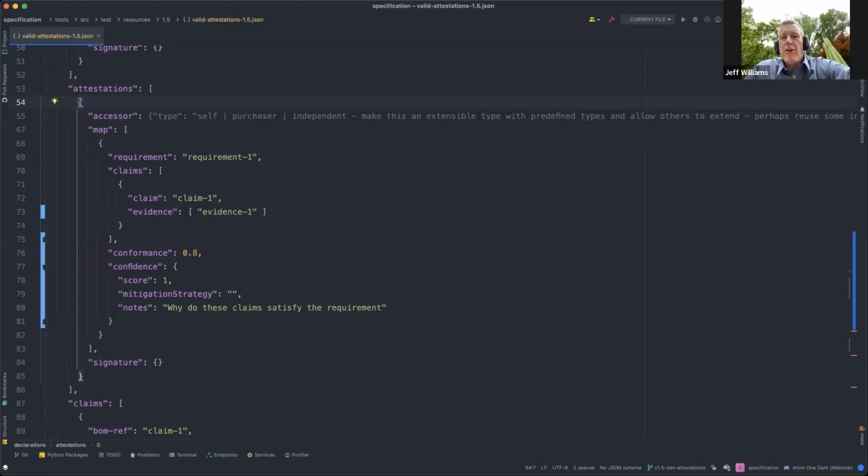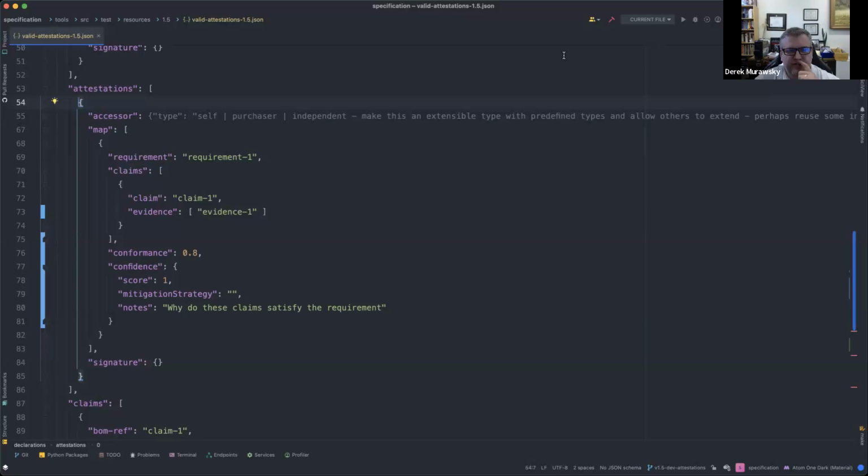Well, what if it's like counter evidence or something? Yeah, something like that. I mean, there's kind of positive evidence and negative evidence here, and I think it's really good to note negative evidence and take it into account, and maybe you can still meet the requirement even with some negative evidence. Yeah, I think that's a good call.